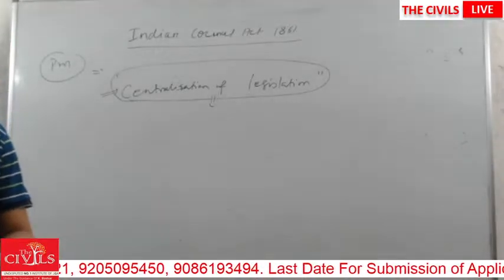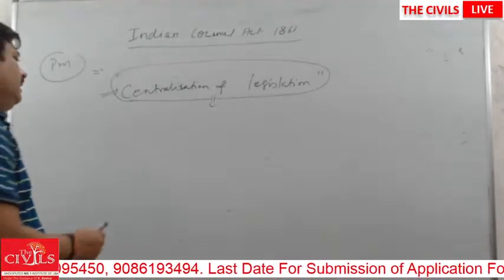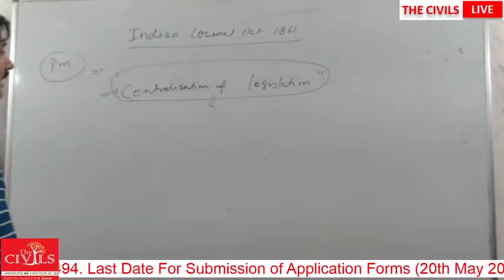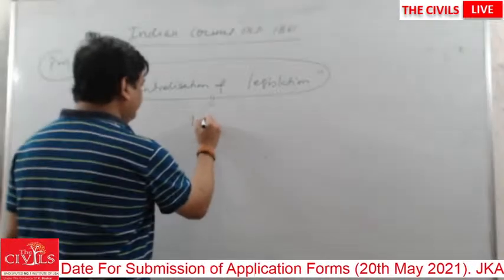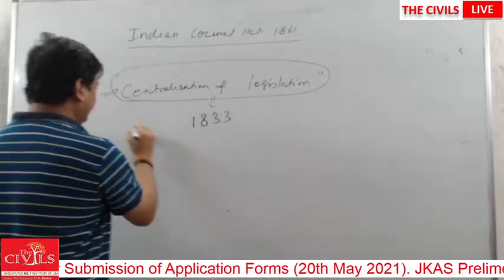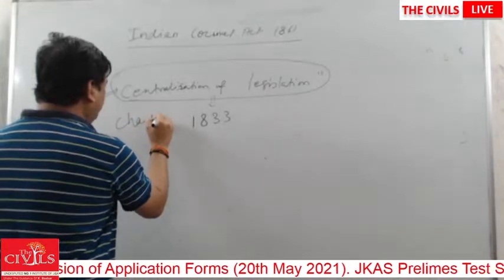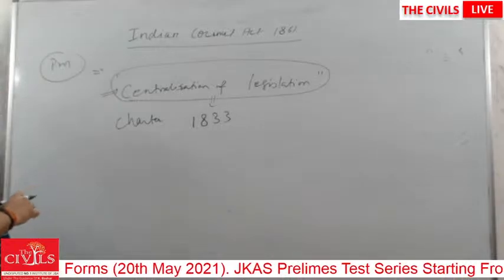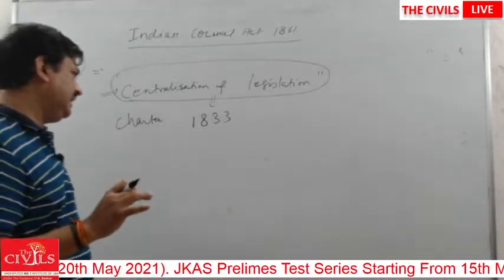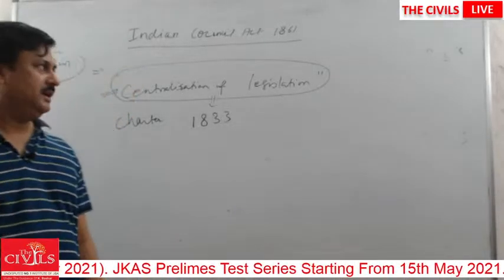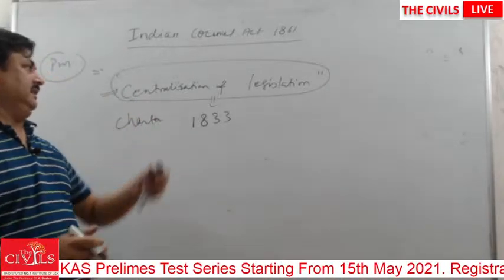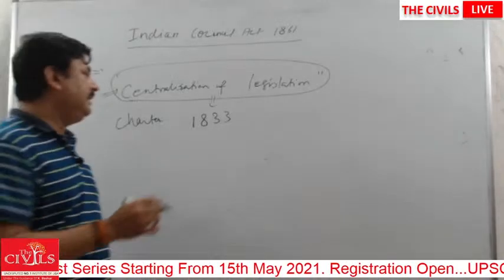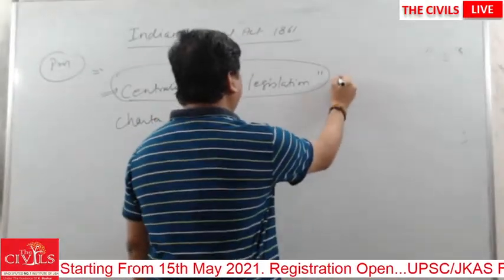Look here, centralization of legislation was started by the Charter Act 1833. Before this act, the Bombay Presidency, Calcutta Presidency and Madras Presidency all had their own power to make laws. But by this act, the power was taken by the Governor General and his Council.